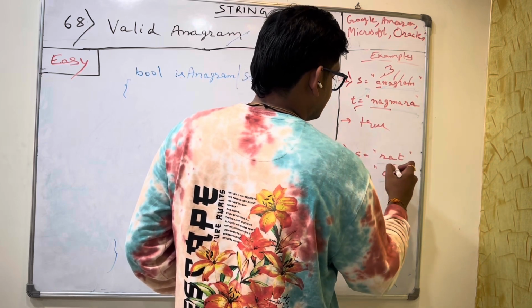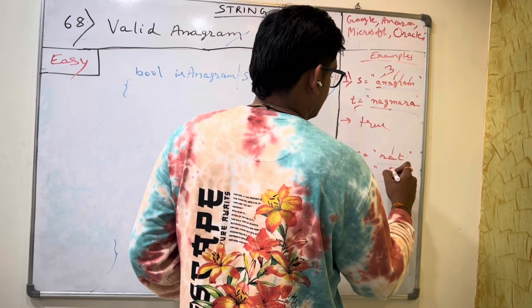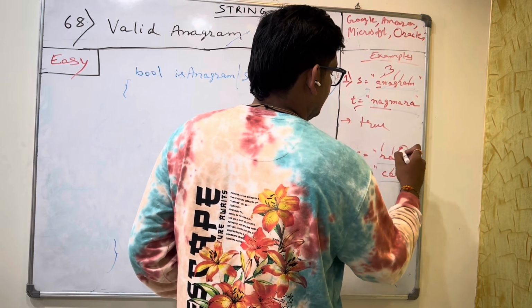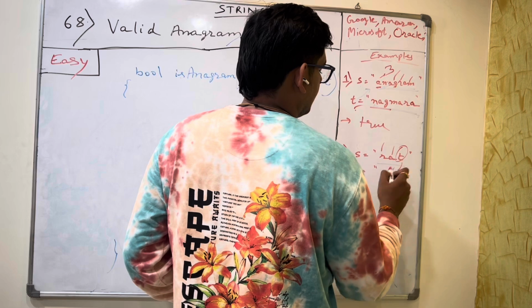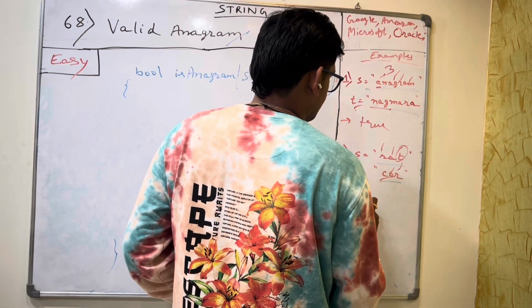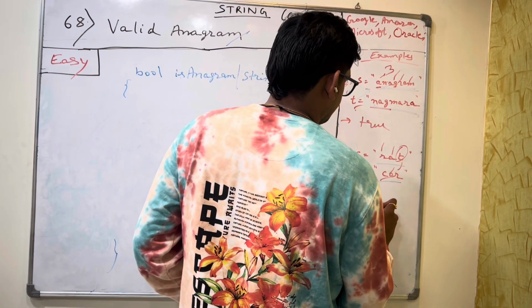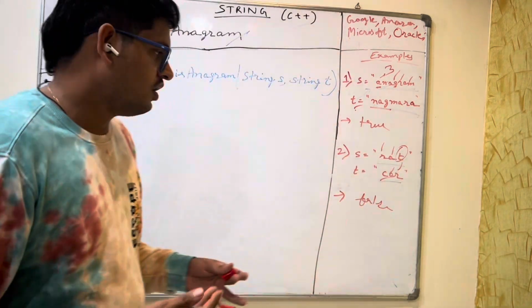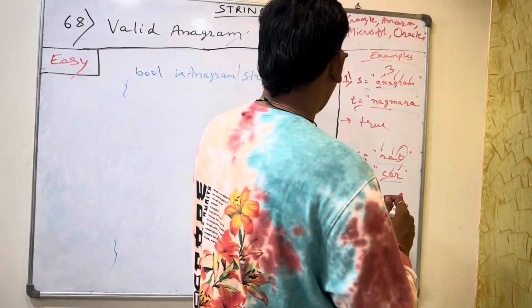And in this case, A is 1, R is 1, and T is 1 here, but there is no T in the other string; there is C. So we will return false here because T is not an anagram of S. Okay, so now how do we solve this?